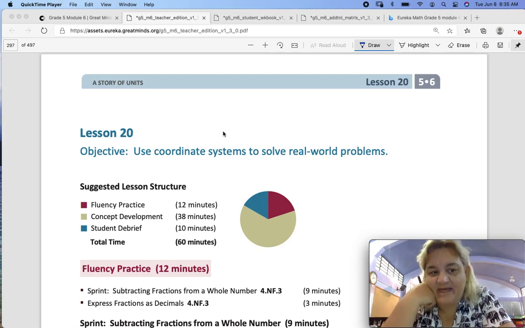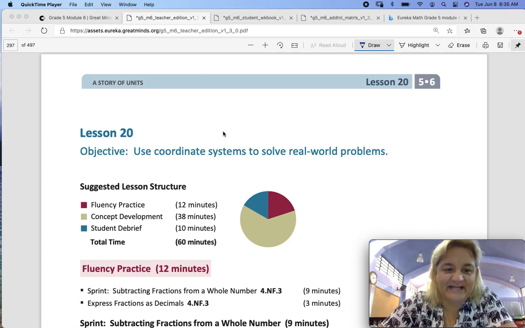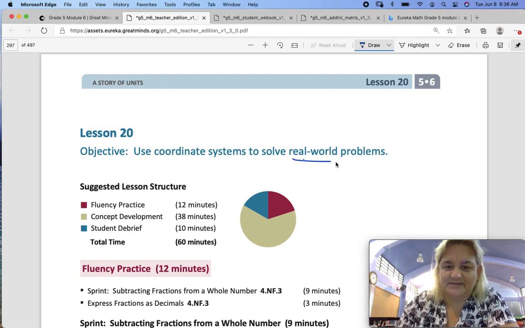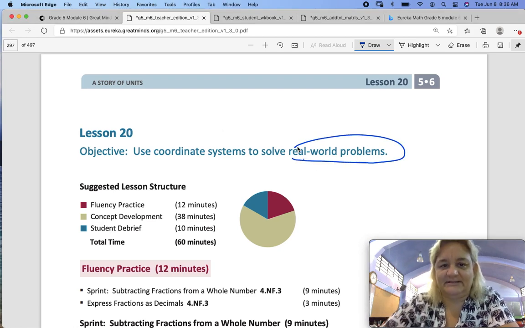Welcome to Eureka Math. This is lesson 20 and our objective today is to use coordinate systems to solve real world problems. Guess what, everybody? This is the last lesson for our school year, and the final exam will be our Module 6 end of unit assessment, and then we'll have summer break. It's exciting. So let's get into this. When you see real-world problems, you know that means story problems.